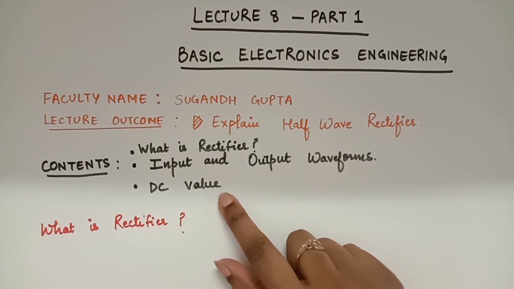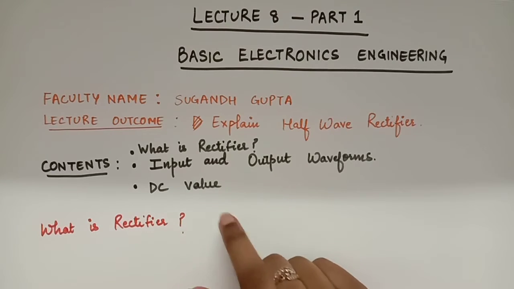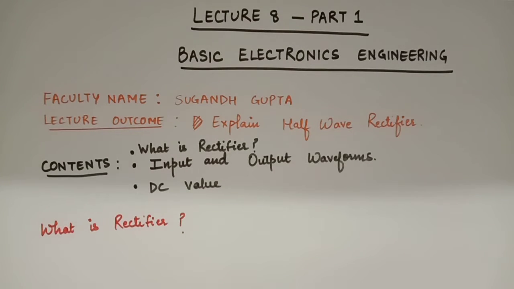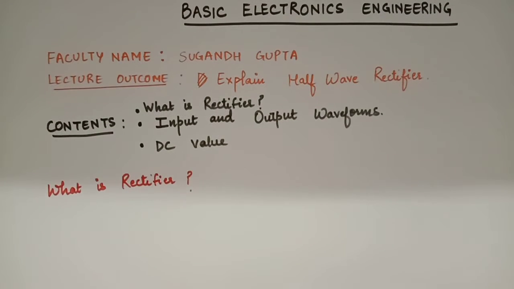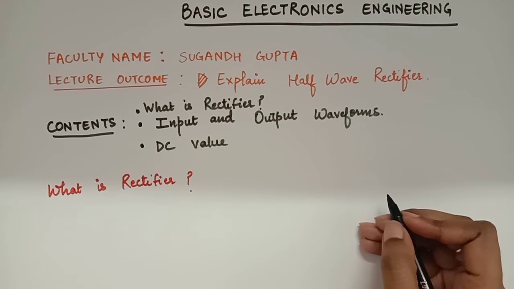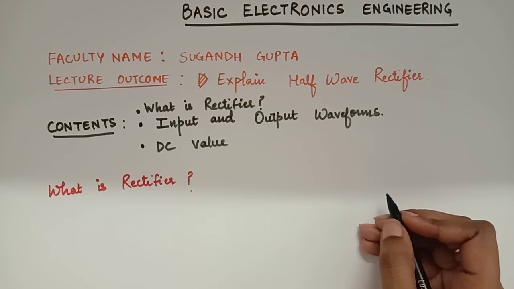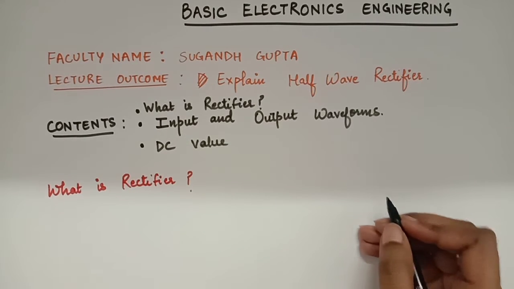So first of all, we should understand what is a rectifier. A rectifier is a device, or an electronic circuit, which converts AC into pulsating DC. That means it's an electronic circuit which converts alternating current into pulsating direct current.